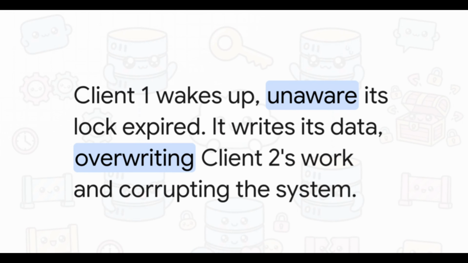And here is the disaster. Client 1 finally wakes up. It has absolutely no idea its lease expired. As far as it's concerned, it still has the lock. So it just finishes what it was doing and writes its data to storage, completely blowing away the correct data that Client 2 just wrote. And that is a silent, horrifying data corruption bug.